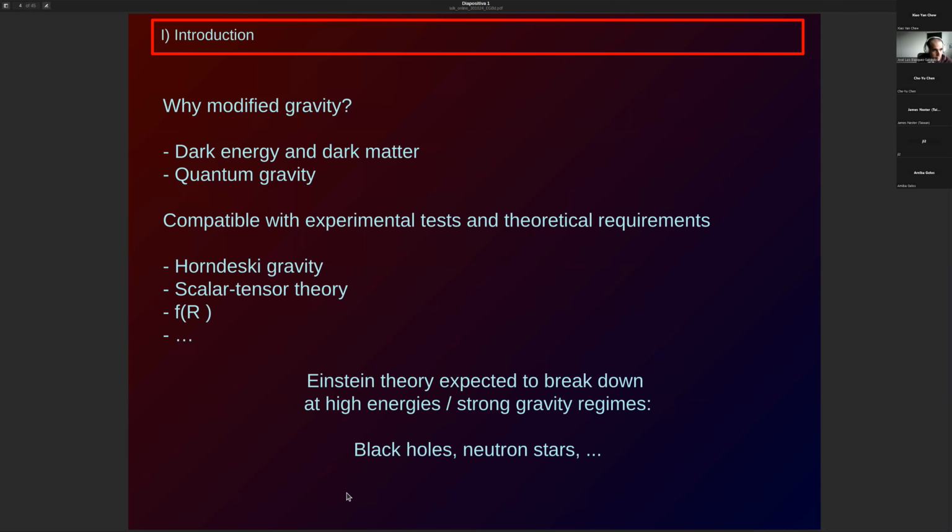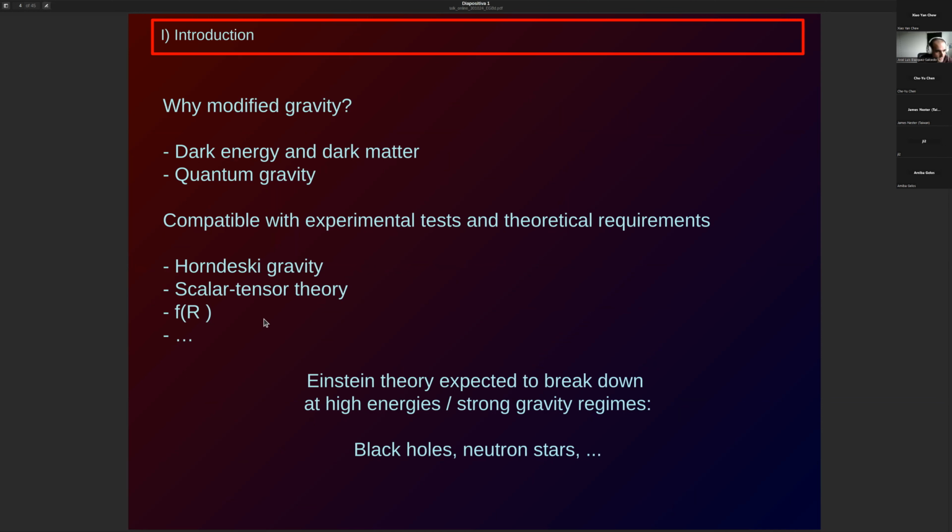Second, maybe I don't need to motivate it in this audience, but why do we want to go beyond GR where things are so simple? Well, as you all know, we have the problem of dark energy and dark matter from the observational point of view. We also have the problem of quantum gravity from the more theoretical, so that points us to the idea that we have to go somehow beyond the Einstein theory of gravity, right? The theory has to be compatible with experimental tests and theoretical requirements, but in principle, you have a full slew of possibilities of theories that can fulfill in principle, these tests.